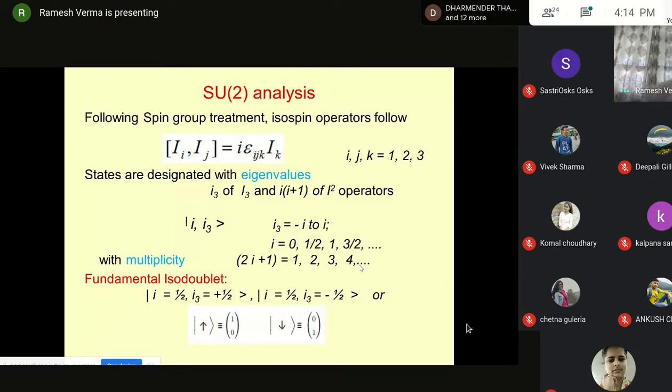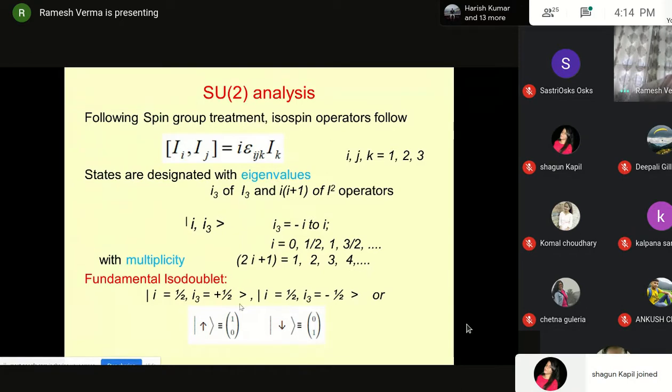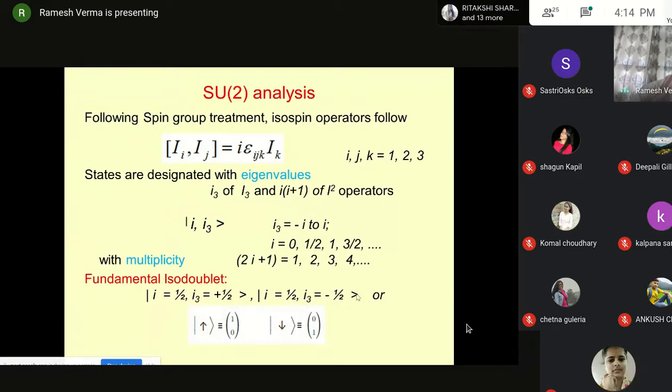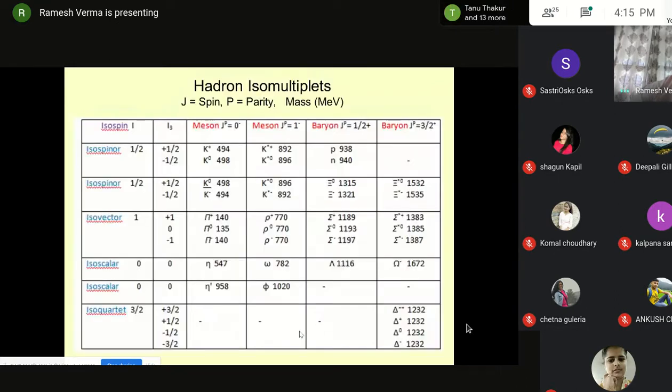So the lowest representation, that is the doublet, has two states with I = 1/2 and I3 = +1/2, and also I = 1/2 and I3 = -1/2. One can use this notation explicitly as an eigenket, or one can also use the column vectors (1,0) and (0,1), or properly speaking, these are spinors, or you can simply write up and down. But we don't have to confuse isospin with ordinary spin. So what we can do, we can reserve this up and down for spin.